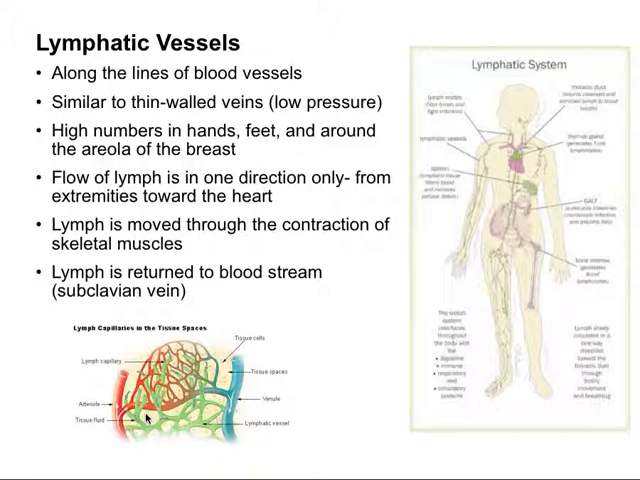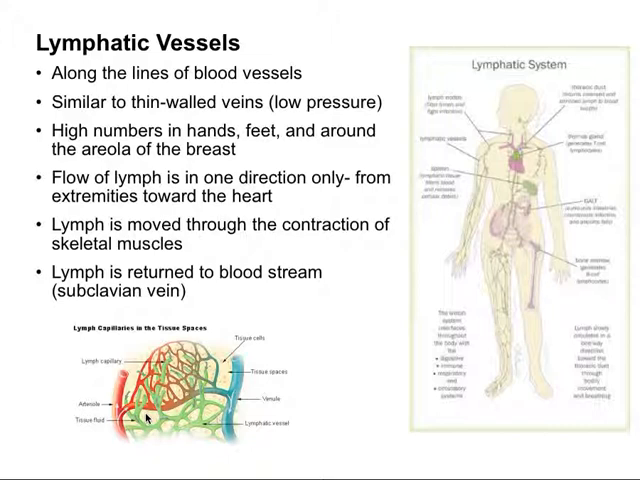Now, the lymphatic system doesn't have a pump of its own, like the circulatory system proper does, where the heart is pumping blood out through the arteries, and there's still some residual pressure to push the blood back through the veins. The lymphatic system depends entirely on the contraction of skeletal muscles to return fluid into the circulatory system.